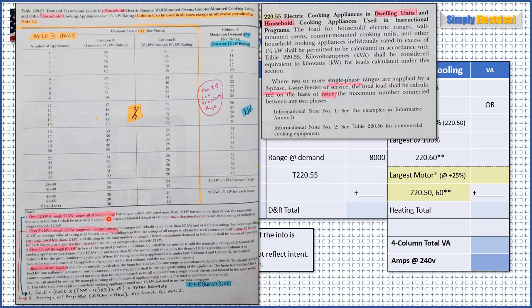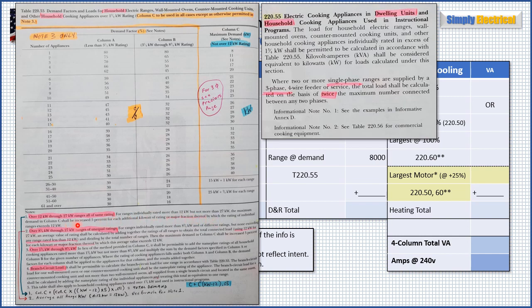So if you have a range that's more than 12 kW but not over 27, if you have several even and they're all the same rating, then this is how you apply. It says for ranges individually rated more than 12 kW but not more than 27 kW, the maximum demand in column C shall be increased 5% for each additional kilowatt of rating or major fraction thereof by which the rating of individual ranges exceeds 12 kW.